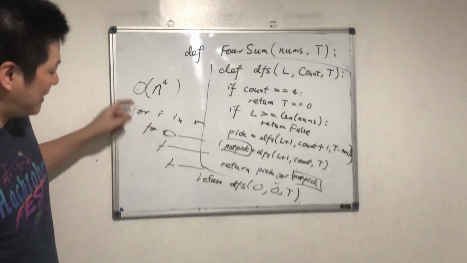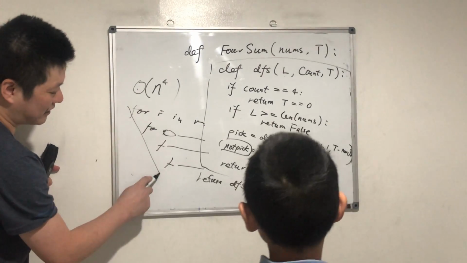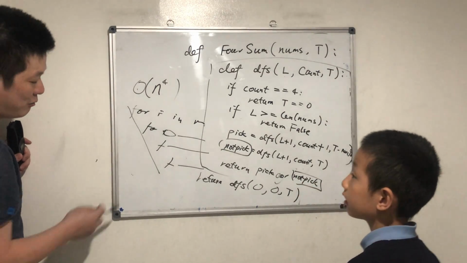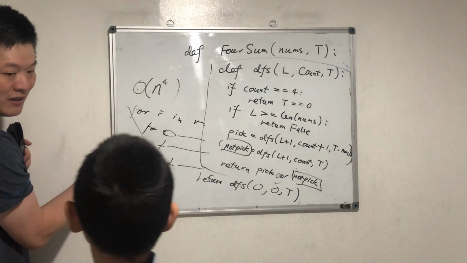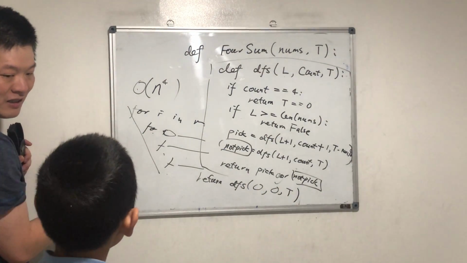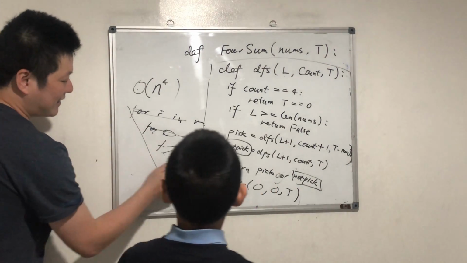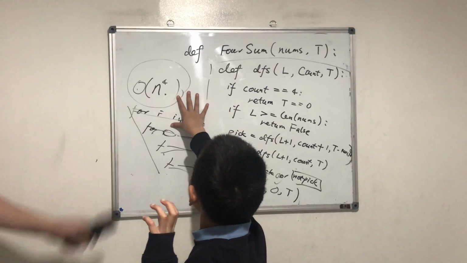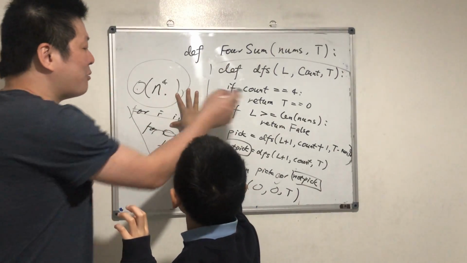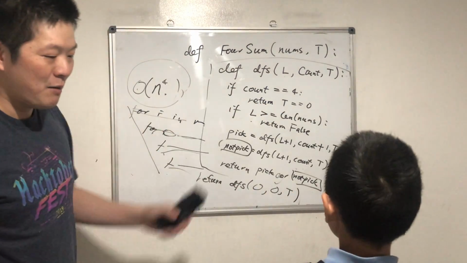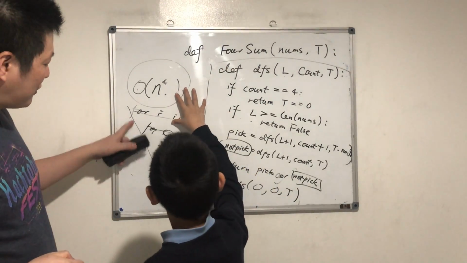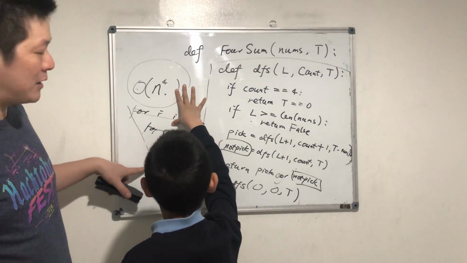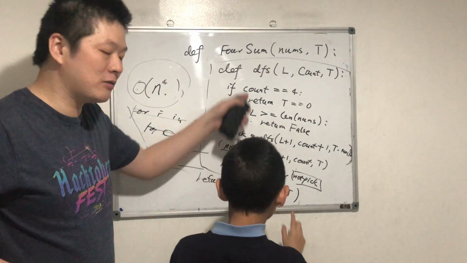And then in that case, what's the time complexity of this one? Four loops, this is n, this is n, this is n, so O(n to the power 4). Yeah, that's the same, but this one is using the depth first search. What is the space complexity? For this one, it's O(1) because we are not using any extra space. This one is O(n) because we're using the recursion.